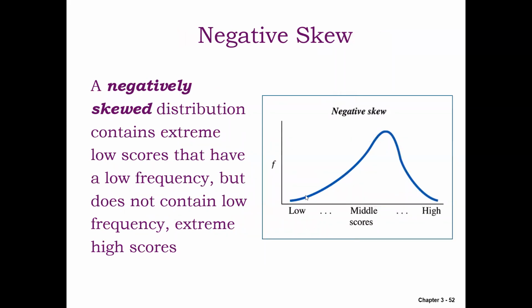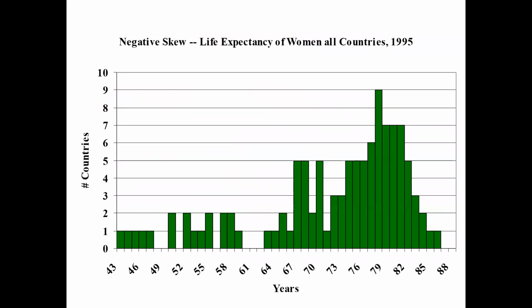A negatively skewed distribution has a few low scores and most people have high scores, right? Here's another example from real data. We can actually draw that curve, right? We can see most people have high scores, and then we have this long tail going out to a few low scores.